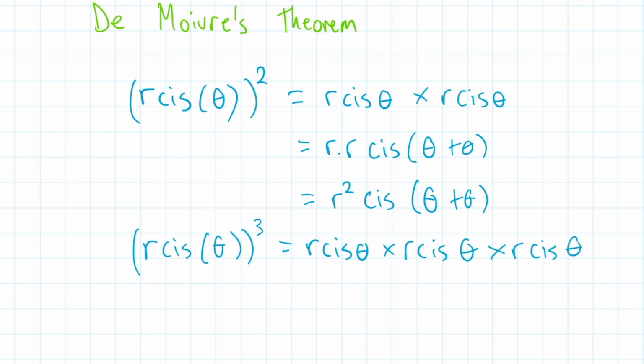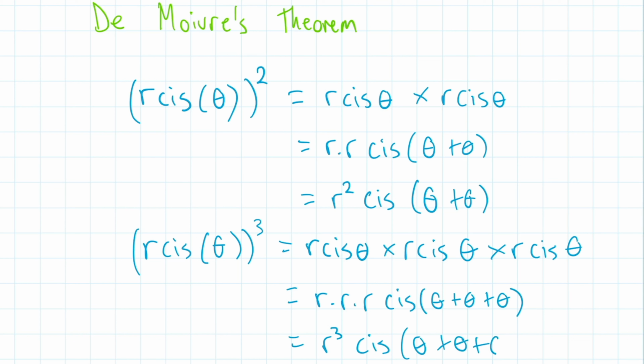If I then multiply by another r cis theta, that's going to give r times r times r, cis theta plus theta plus theta. Now I'm going to wind up with r cubed cis theta plus theta plus theta. Okay, I can see I have a pattern forming here, and this is kind of what De Moivre figured out. So, if this is true, some of you might immediately identify the pattern.